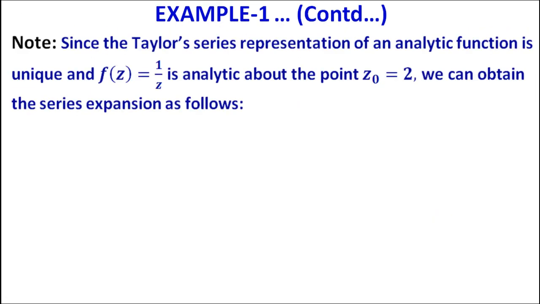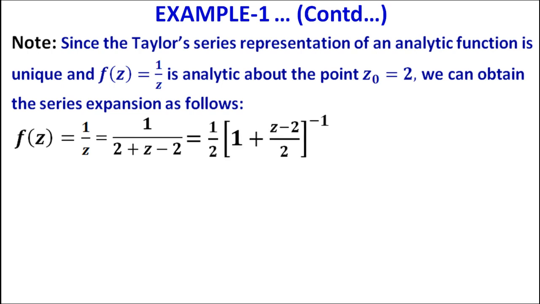Since the Taylor series representation of an analytic function is unique and f of z is equal to 1 by z is analytic about the point z0 is equal to 2, we can obtain the series expansion as follows. I have f of z is equal to 1 by z. I am writing that 1 by z, denominator z, can be written like that, and I am arranging it in that format. Please observe it, is it right? 1 by 2 times (1 plus (z minus 2) by 2) whole power minus 1.